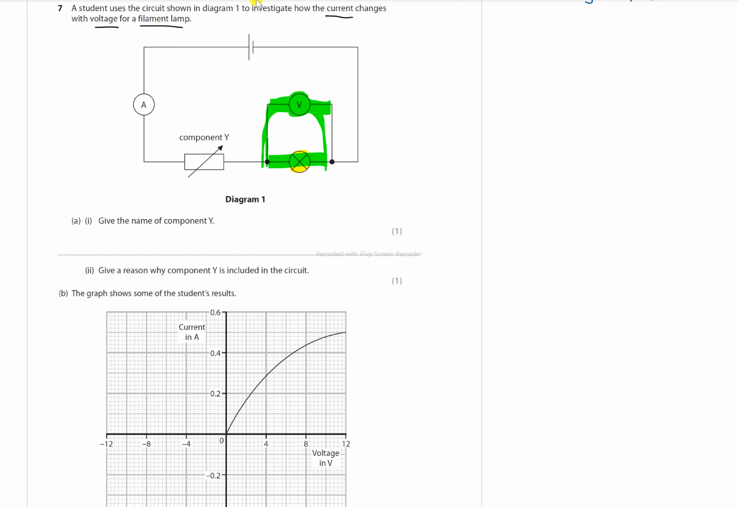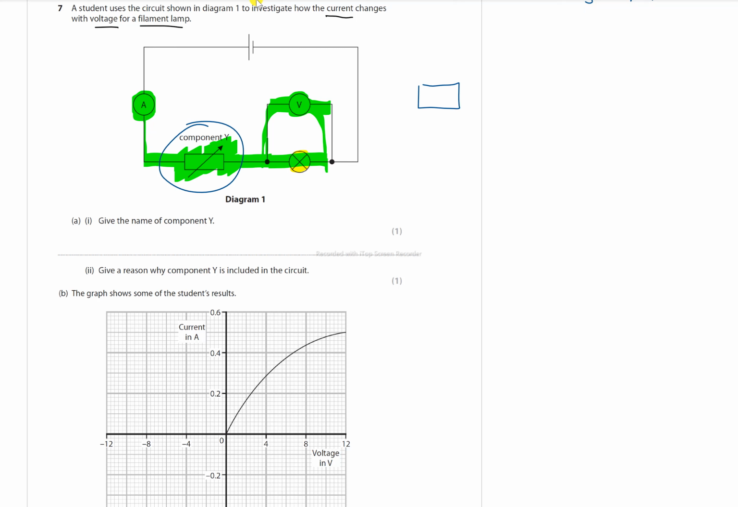Look, across it. Yeah. The ammeter measures the current in the circuit because it's in series. It's just one big long wire. You put it there, and this component here, this one here, is a variable resistor.